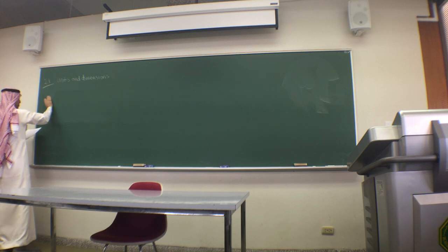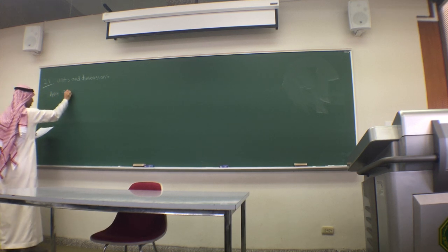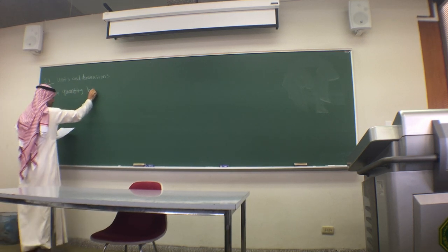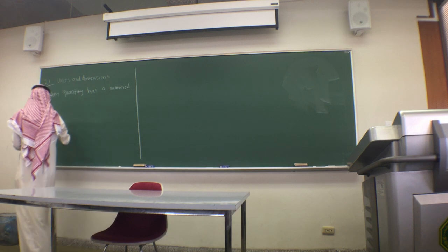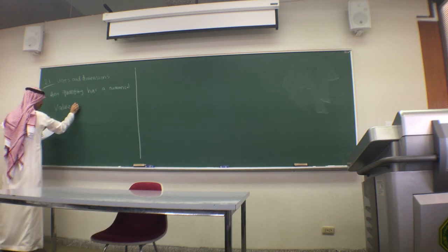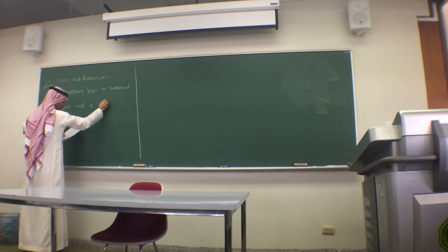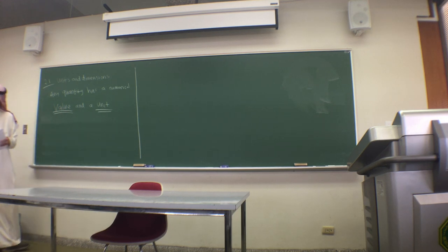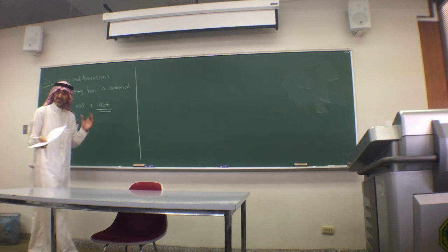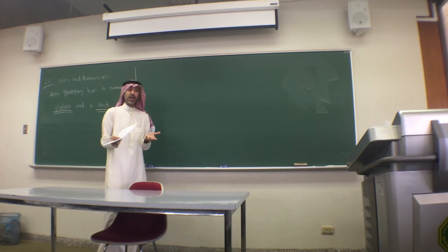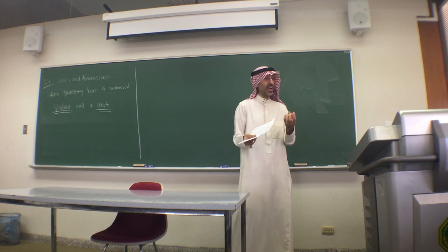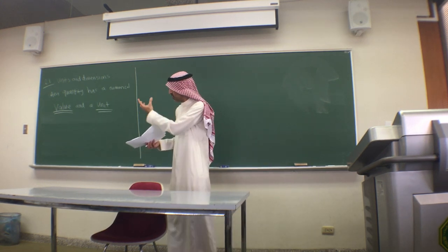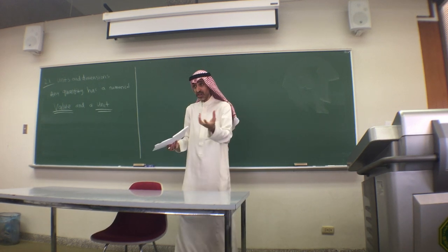Any quantity has a numerical value and a unit in order for it to be something useful. So if I say I have 5, what are you gonna say? 5 what? If I say I have cars, what are you gonna say? How many cars? It's not defined. But if I say I have 2 cars, I defined value and I defined unit. So now it is very clear to you what I mean.